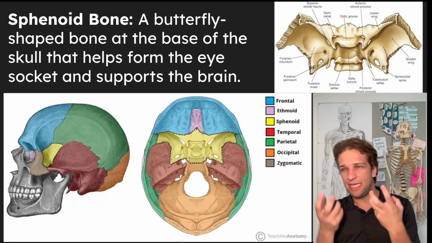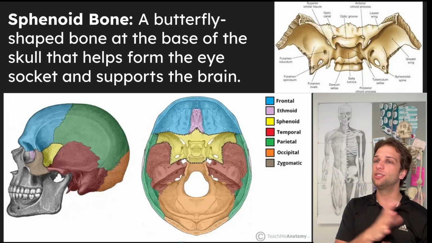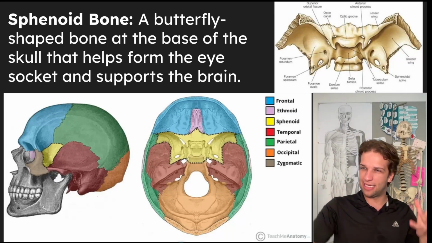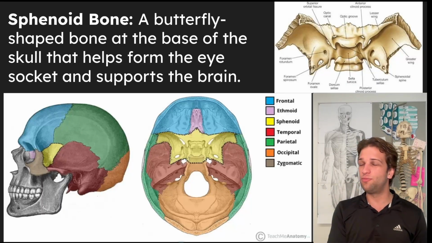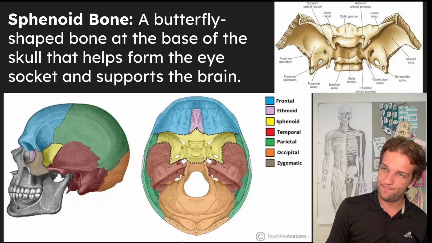It helps make up the eye sockets, as well as making a base so that the brain can kind of sit on top of it. But that is going to be our first sphenoid bone.